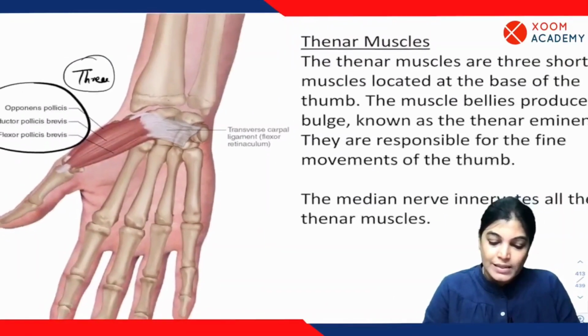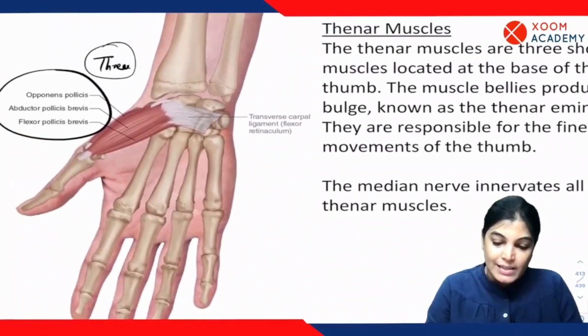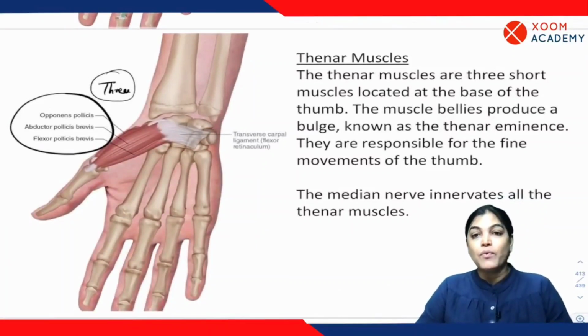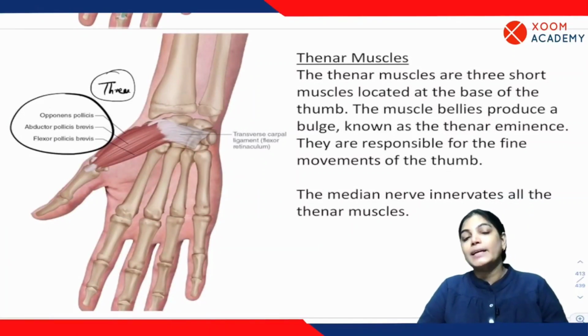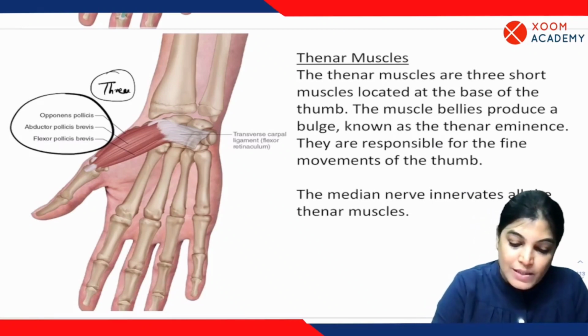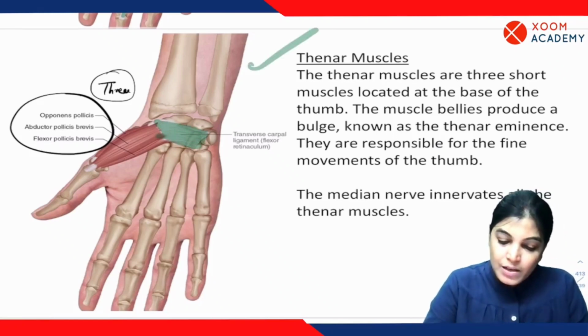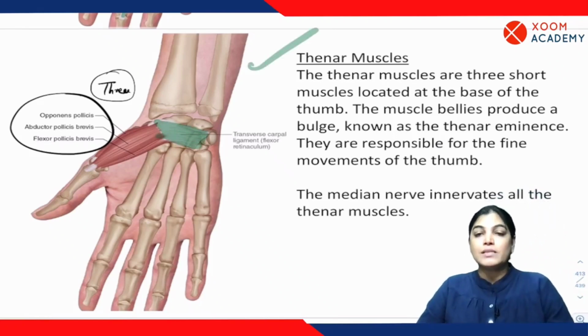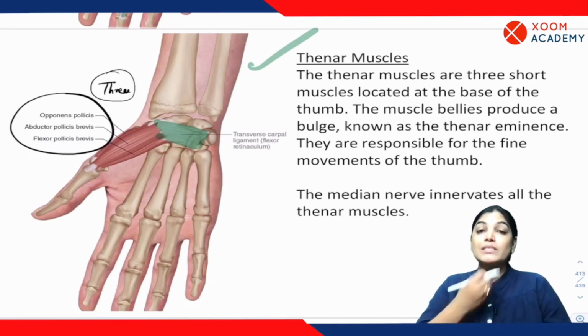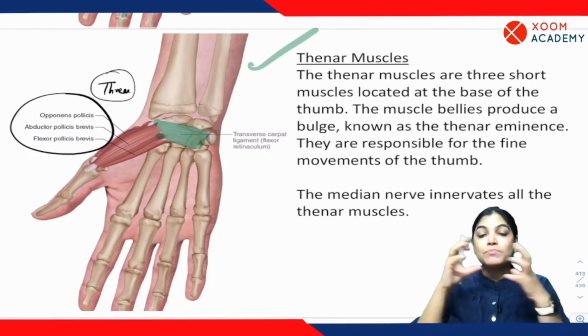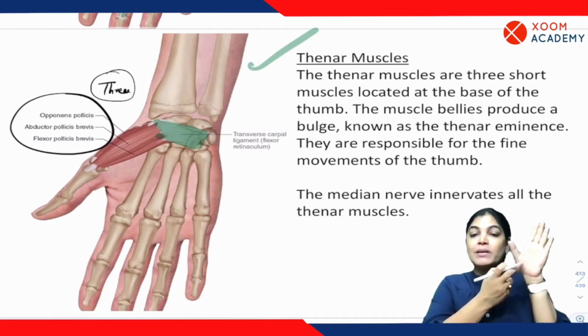Now, in this diagram, it is not important that you know the individual origin and insertion of all these small muscles, but you should have the idea that the major component giving rise to these thenar muscles is the flexor retinaculum. These are 3 short muscles. Why? Because the word brevis is attached to it. They lie at the base of the thumb, and the muscle bellies form an eminence. Eminence means elevation just below the thumb, and this is called the thenar eminence.